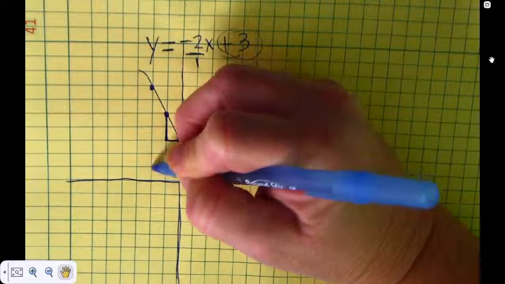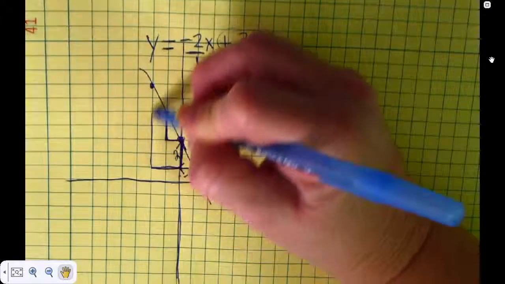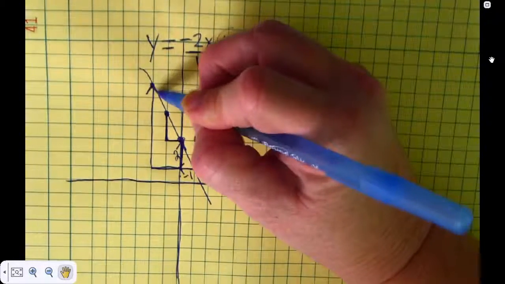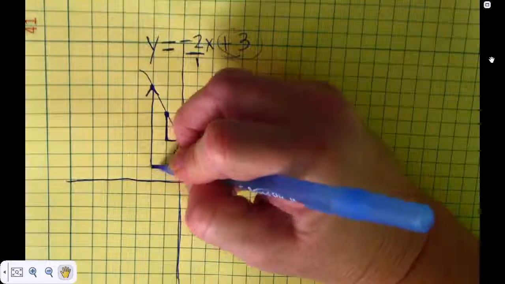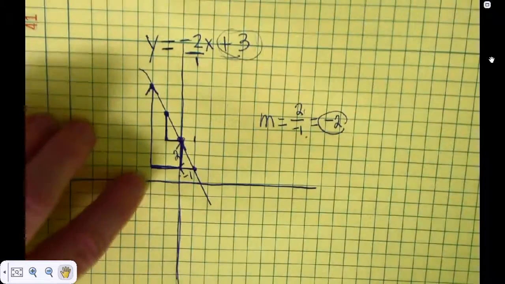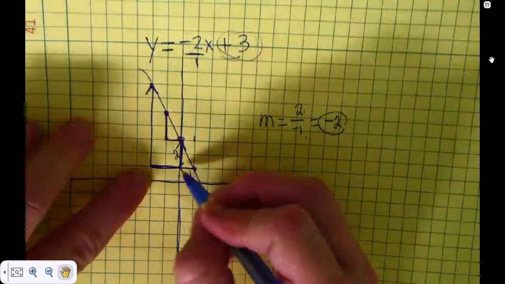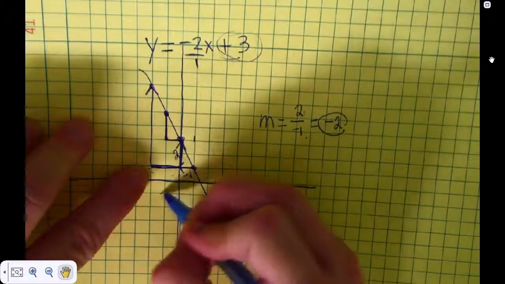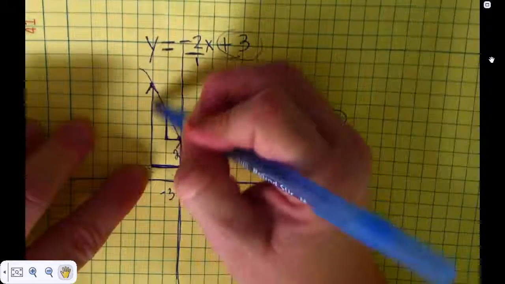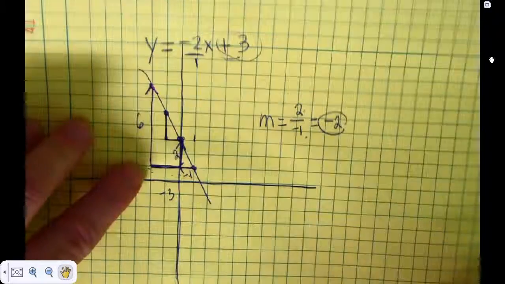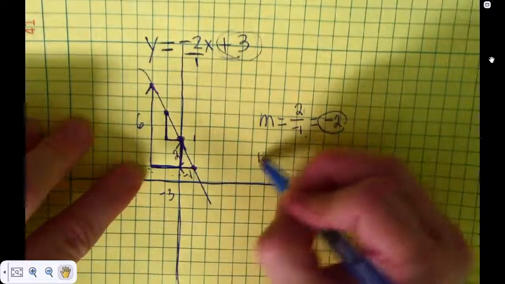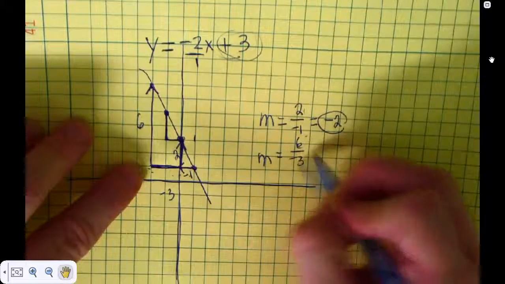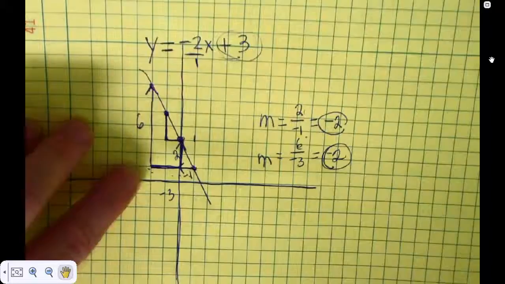Go over, and then go up. Go over, and then go up. And come down here, what would that be from this point to that point? -3, and going up would be what? 6. So m equals 6 over -3, which is also -2.